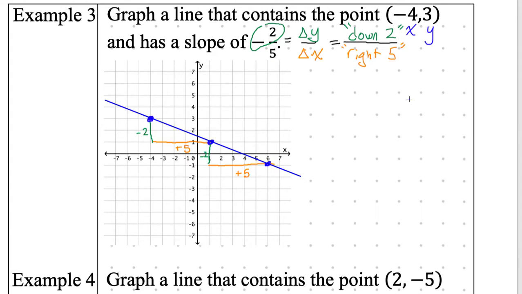So we do want to label this. I know I didn't do a good job on the first few examples, but the arrows on your line let me know that the line continues forever and ever. It doesn't just randomly end at one of these points.